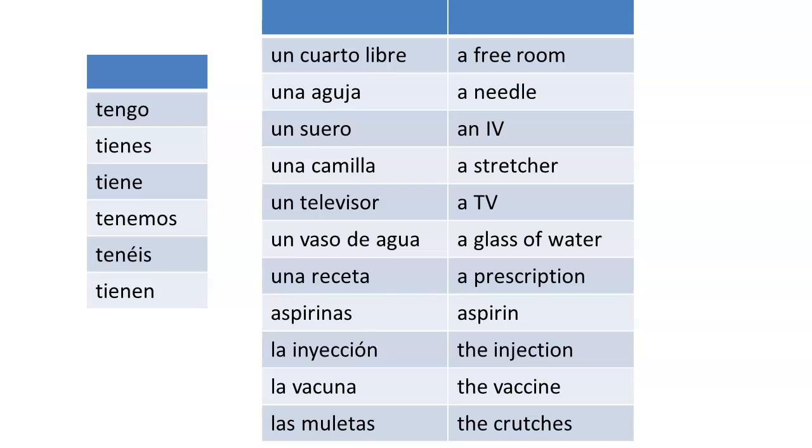You can ask questions with tú. Do you have a free room? ¿Tienes un cuarto libre? Do you have an IV? ¿Tienes un suero? Do you have a glass of water? ¿Tienes un vaso de agua? Do you have aspirin? ¿Tienes aspirinas? Do you have the vaccine? ¿Tienes la vacuna? We have a glass of water. Tenemos un vaso de agua. We have the crutches. Tenemos las muletas, and so forth and so on.